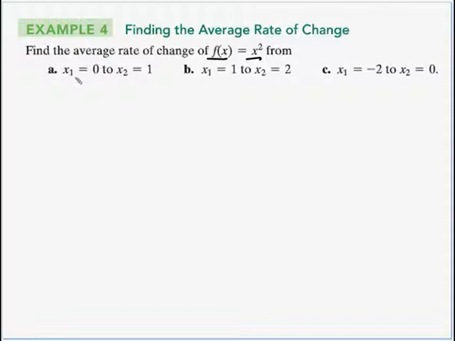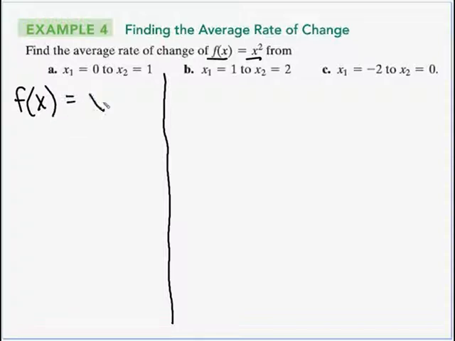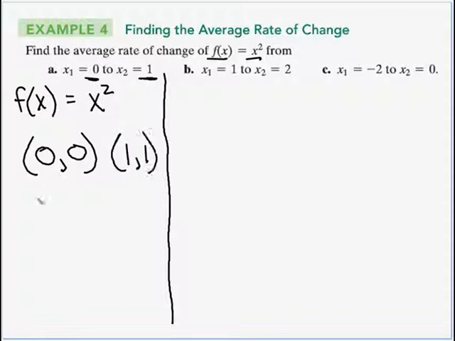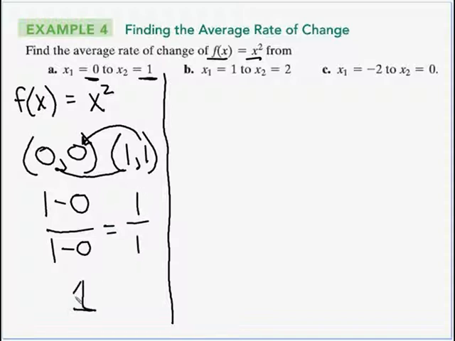Remember now, these are x coordinates. So I like to do it like this. F of x equals x squared. Let's say we plug in the first x coordinate, 0. 0 squared is 0. And then we plug in the other x coordinate, 1. 1 squared is 1. So there's our 2 points. Let's subtract the y coordinates. I'll go in this direction. 1 minus 0 divided by the x coordinates, 1 minus 0. So we turn out with 1 over 1, or the average rate of change is 1. And that's from 0 to 1 on the parabola.